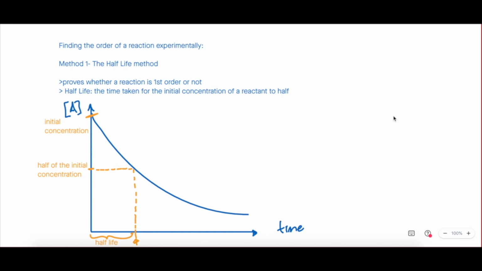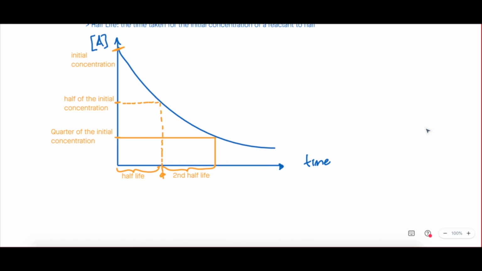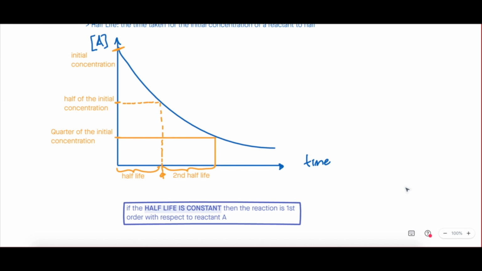But to prove that something is first order, you need to prove that the half-life stays constant. Only for graphs which are first order will you have a constant half-life. So after that, you need to go to a quarter of the initial concentration. So you need to halve it again to find the second half-life. I'll draw that one with a solid line. You go across, and then you go down again, and once again you find the time that takes. What you've got is the second half-life. If your first half-life is equal to your second half-life, then you've got a first order reaction. If it's not, then the only thing you can say is that it's not a first order reaction.